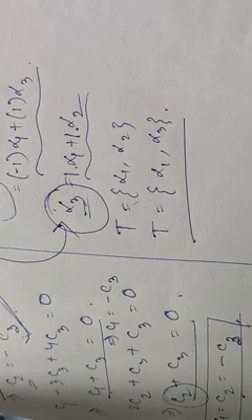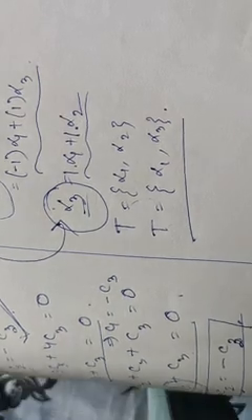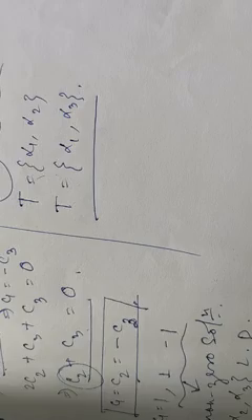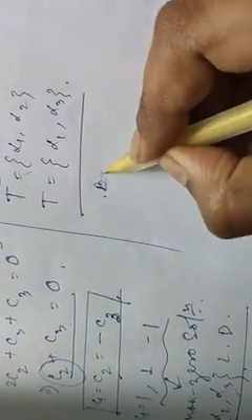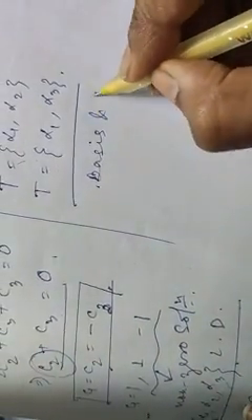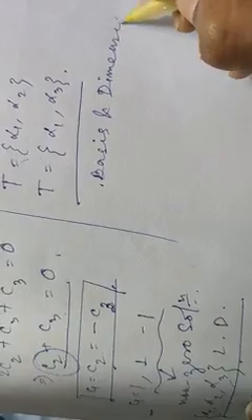Okay. Next topic is basis and dimension. This is one of the most important topics in the chapter on vector spaces, and you need to make your concept clear about this basis and dimension. This is a very important topic. So what is basis and what is dimension?